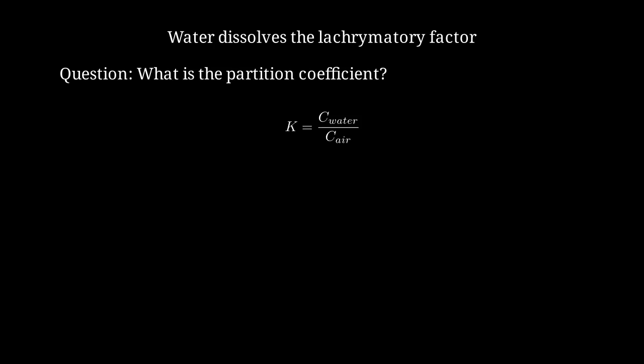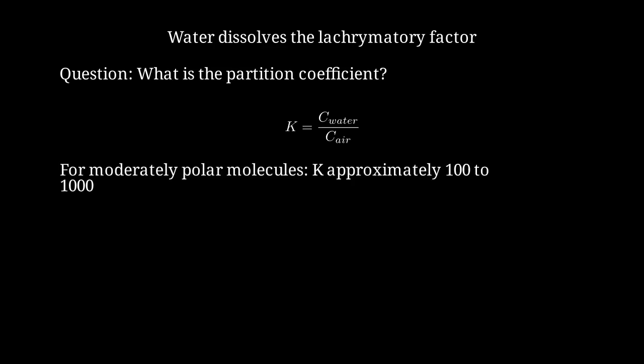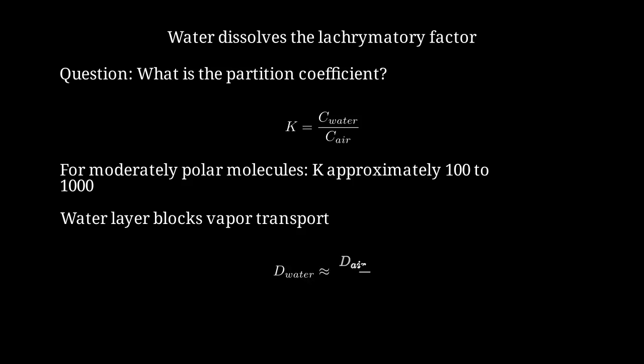The partition coefficient K equals the concentration in water divided by the concentration in air at equilibrium. For moderately polar organic molecules like our lacrimatory factor, K is typically between 100 and 1000. This means water is far more effective at capturing the molecules. Additionally, a layer of water on the onion surface creates a physical barrier. Molecules must diffuse through the water before reaching air, which dramatically slows transport. Diffusion in water is about 10,000 times slower than in air.